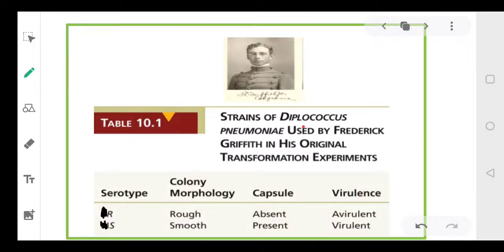Okay, so we have R strain, we have S strain. R strain means your rough strain. Here the capsule is absent and it does not cause any disease. Second is S strain, means it is smooth, the surface is smooth, it contains a capsule and it causes the disease. So we can compare the two strains very well. R is not causing the disease while S is causing the disease.